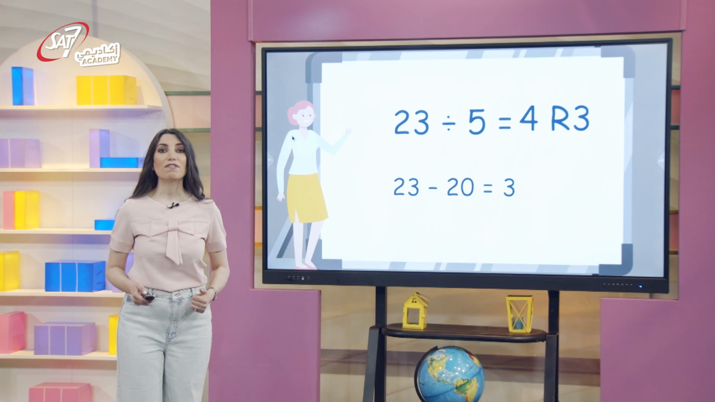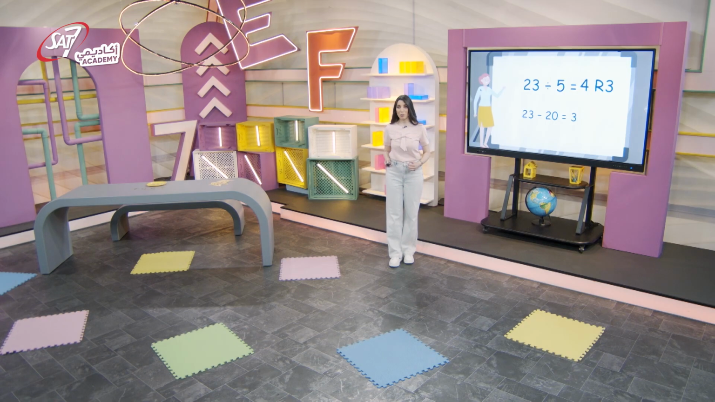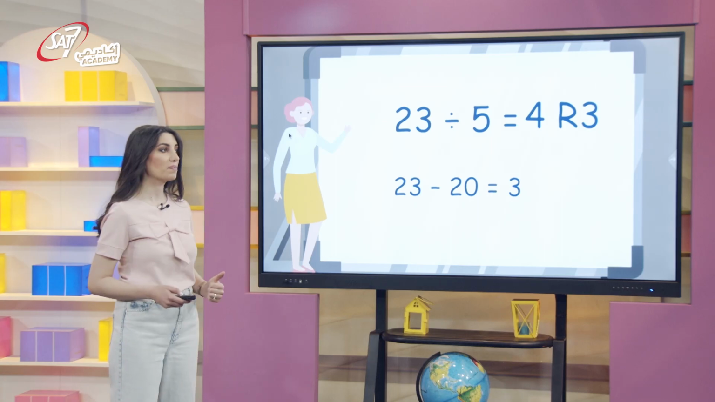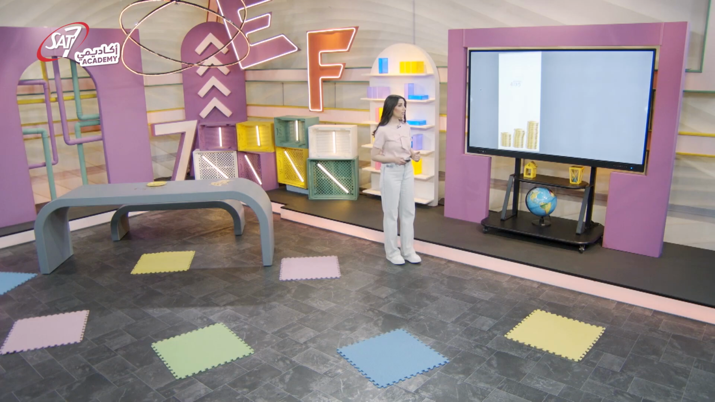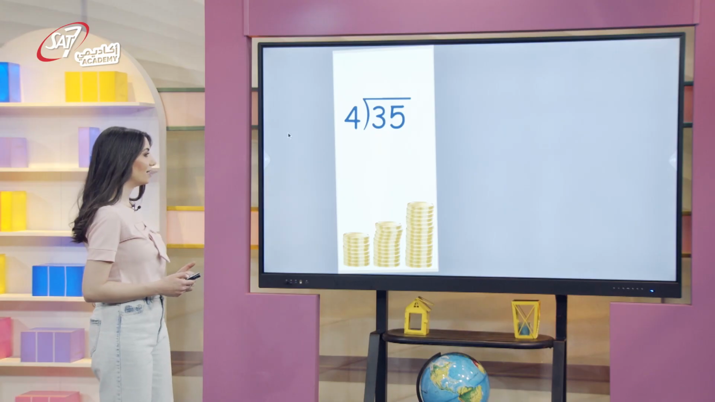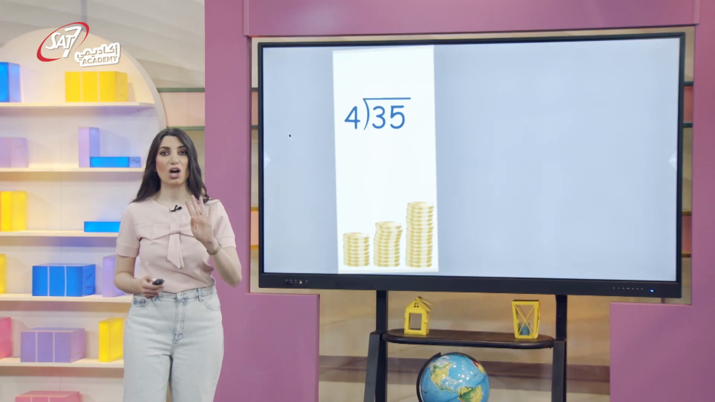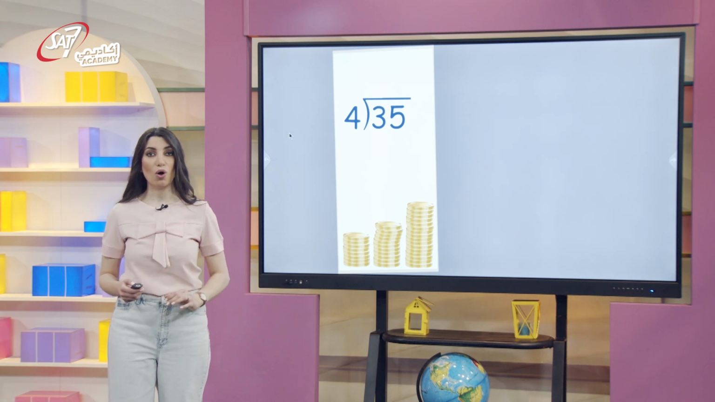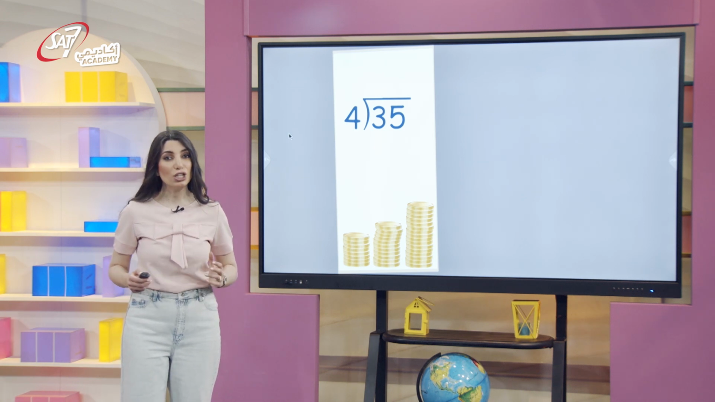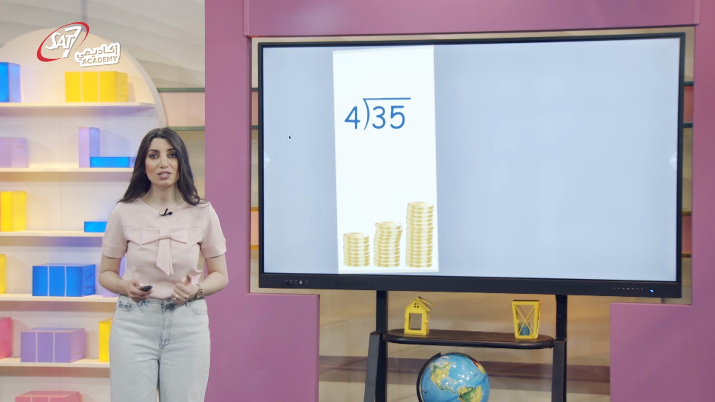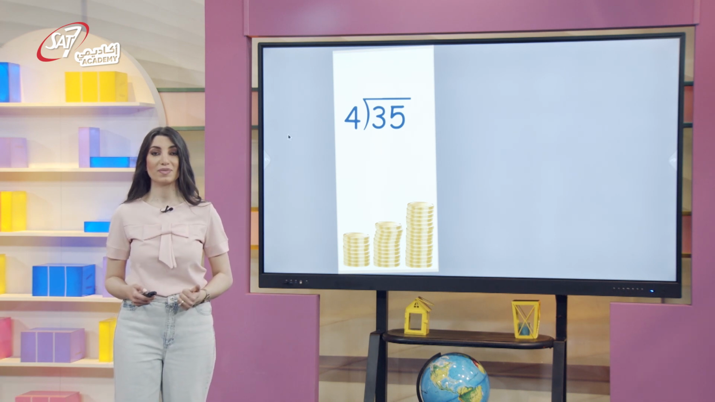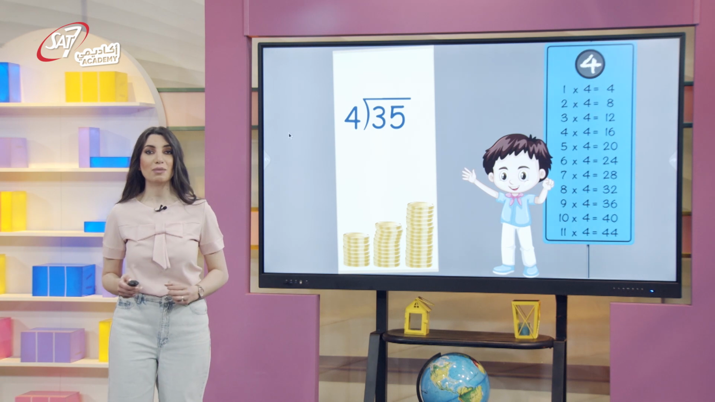Let's say I have 35 coins and I want to buy bags of chips. If each bag costs 4 coins, how many bags of chips can I buy? Let's divide 35 by 4. 35 goes inside the tent and 4 on the outside. How many 4s are there in 35? What times 4 equals as close to 35 as I can get without going over 35? Think about the 4 times table.